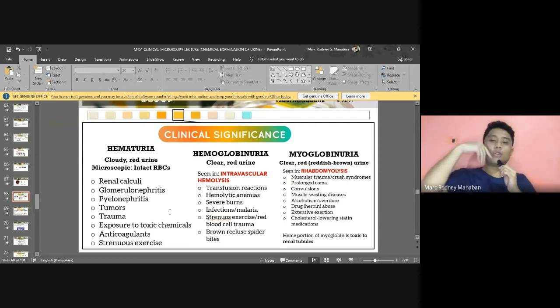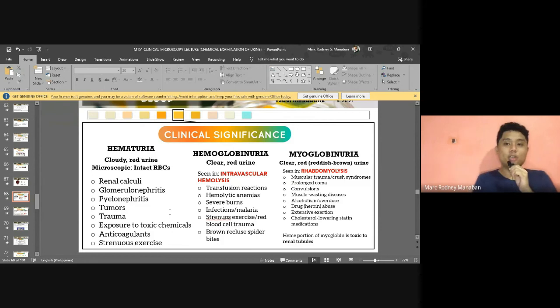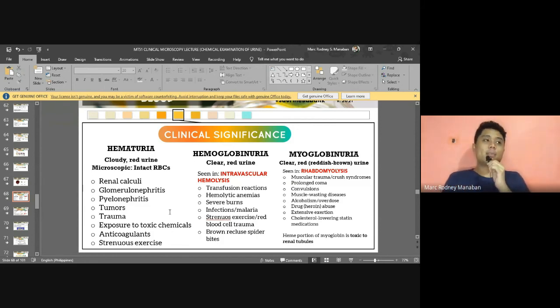Alright? Next, you have hemoglobinuria. Of course, it's clear red urine. Clear red urine because, again, of the presence of hemoglobin.